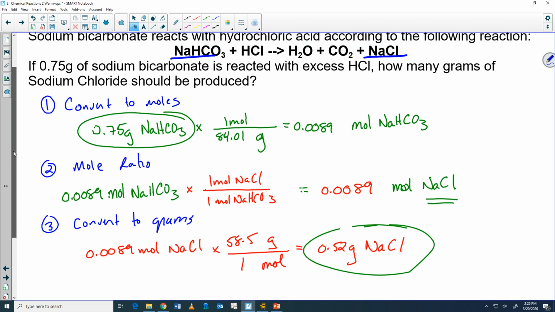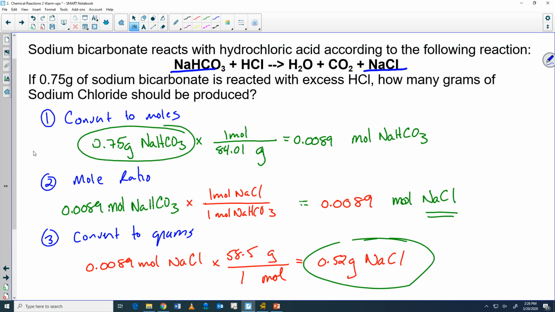Something I like to stress with my students when we talk about stoichiometry is I want you to really notice that the mass of baking soda and the mass of salt are different, even though the ratio is 1-to-1. The reason is that baking soda and salt have different masses. So 1 gram of baking soda does not make 1 gram of salt, but 1 mole of baking soda will make 1 mole of salt. They're related through the number of things, not their masses.